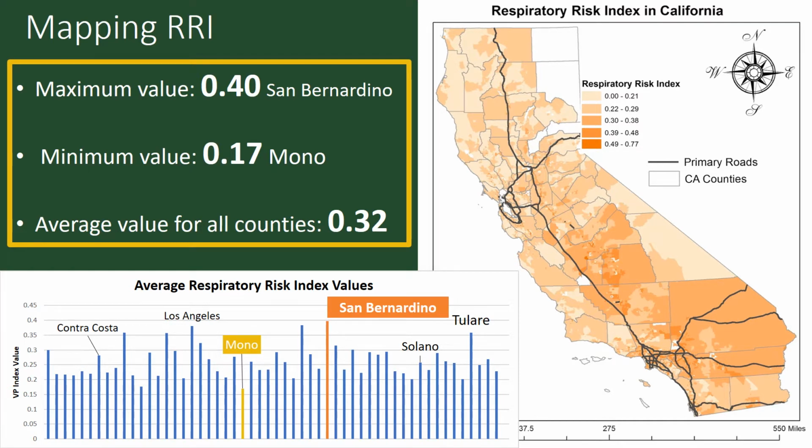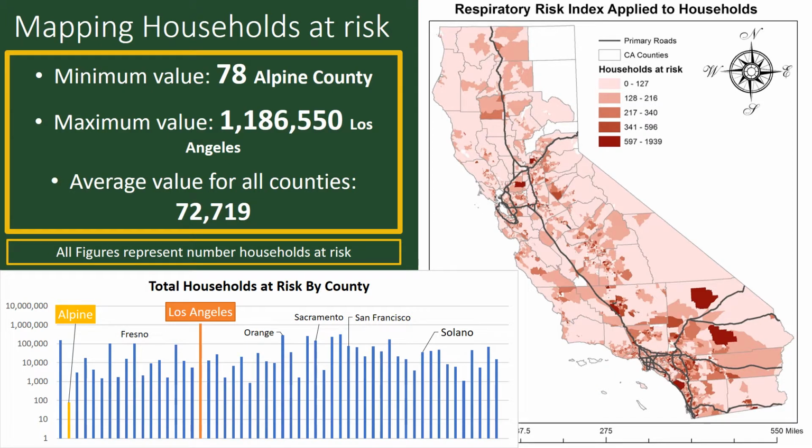This map displays the geographic distribution of respiratory risk index. This allows us to understand and compare RRI regionally. The maximum value for respiratory risk index is 0.40. The minimum value is 0.17, and the average value for all counties is 0.32. This map highlights the potential impact on population given the respiratory risk index. The minimum value for a population at risk is 78 households. The maximum value is 1,186,000 households. The average for all counties is approximately 73,000 households.